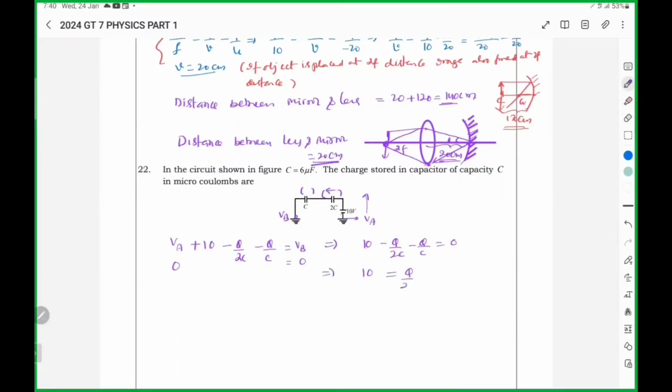So Q by 2C plus Q by C equals 10, which is 3Q by 2C. So Q here is 20C by 3. C is given as 6 microfarads, so Q is 40 microcoulombs.